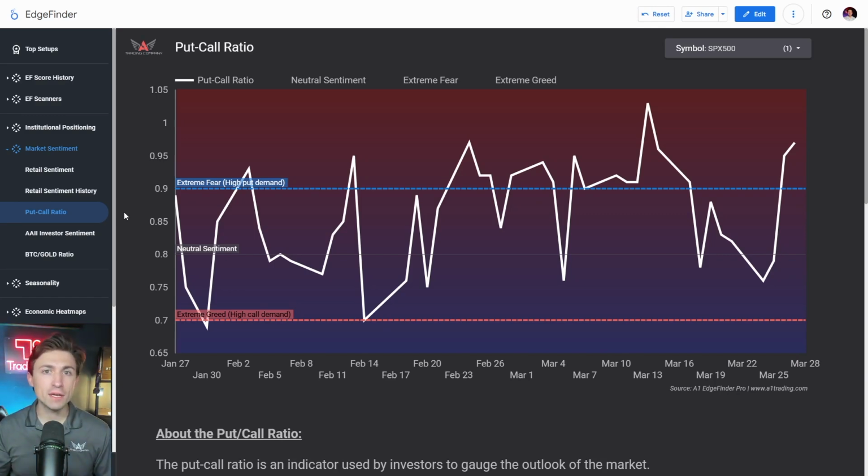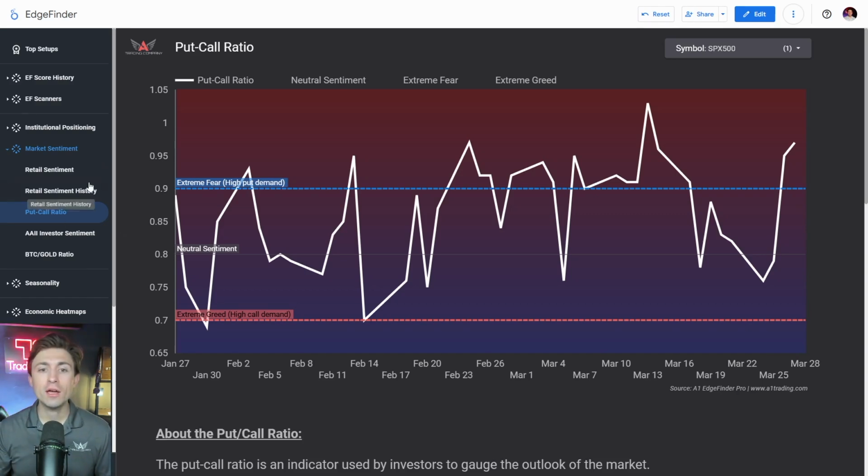Now, let me explain the basics of puts and calls if you're not familiar. Basically, people buy puts, or bearish bets on the market, if they think it's going lower, and people buy calls if they think it's going higher. Now, there's a lot more to it than that, but for the sake of this indicator and for people who are not necessarily options traders, that's all we really need to know. People buy calls when they're bullish, they buy puts when they're bearish. This too can be used as a contrarian extreme indicator.